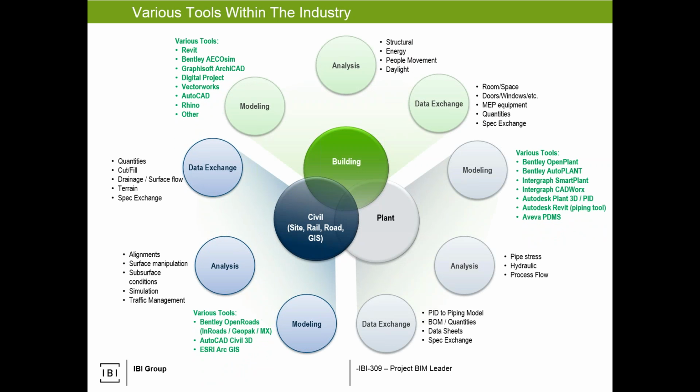And then the green ones are the tools that are available. So you can see on the building side, IBI has deployed Revit, but there's all the others that could be used. On the plant side, IBI is exploring Autodesk's Plant 3D, but again, there's all the other ones. And then on the civil side, we have a mix of Civil 3D with some inroads.